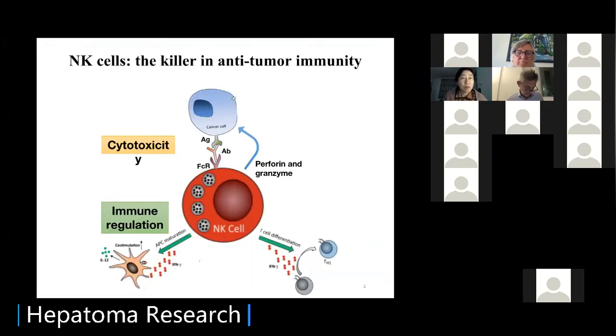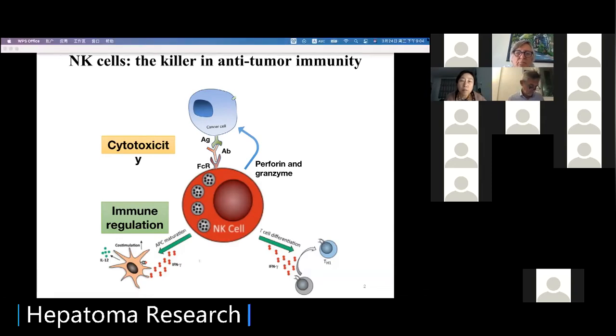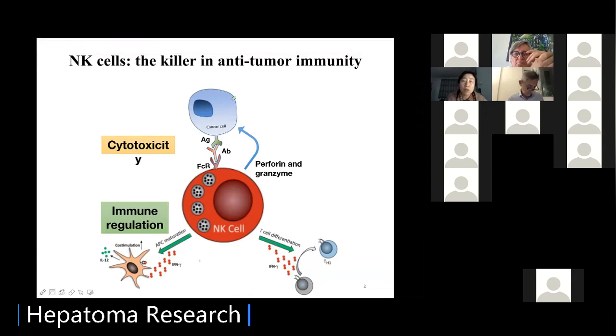NK cells, as we all know, are very efficient killer cells, which can kill tumor cells directly by secreting perforin and granzyme. NK cells can also secrete cytokines, for example interferon gamma, to play an immune regulation role.